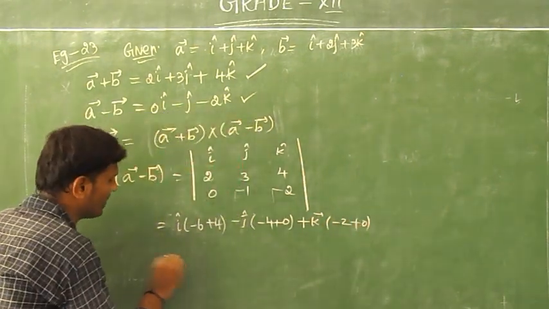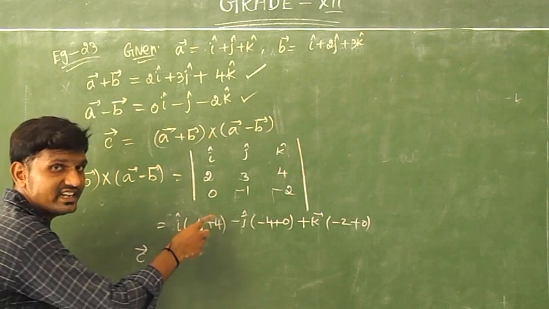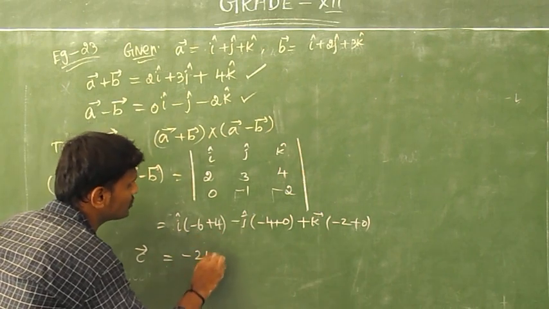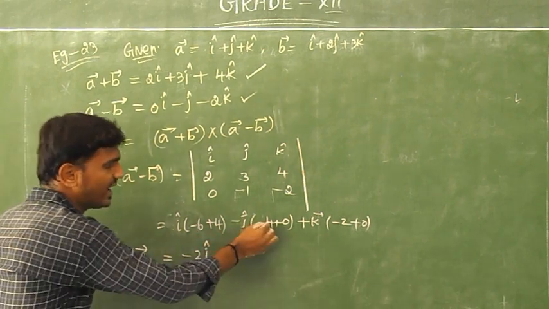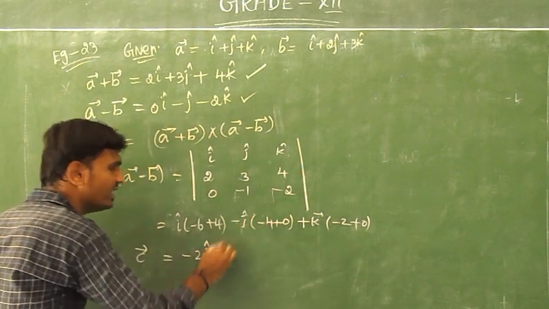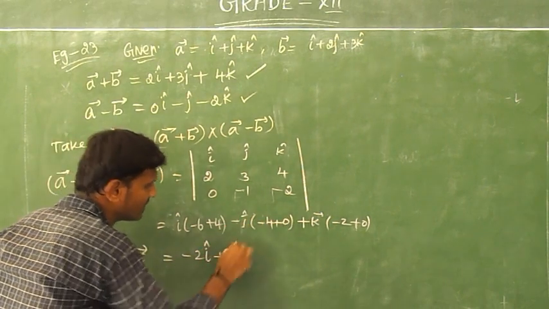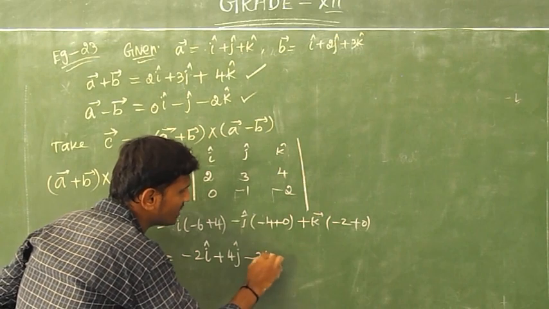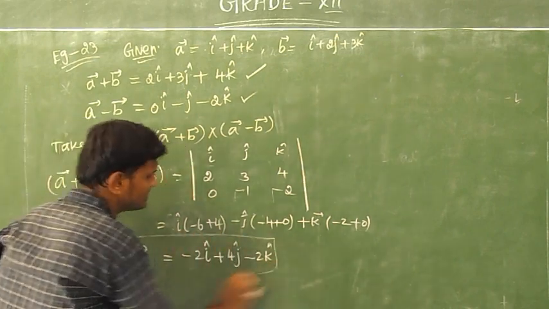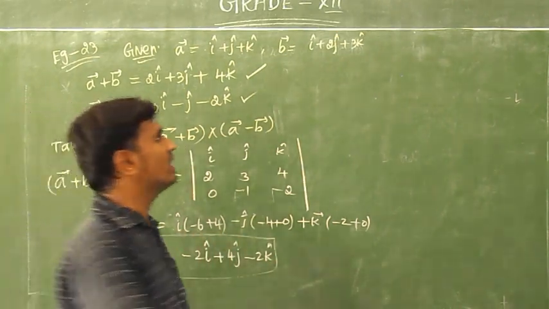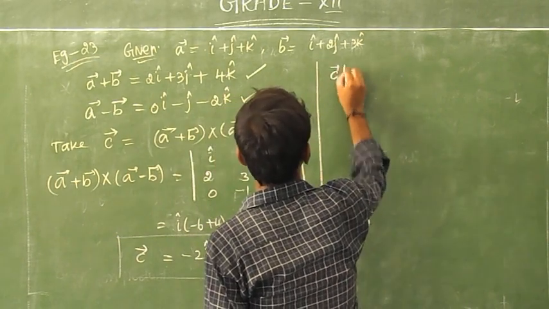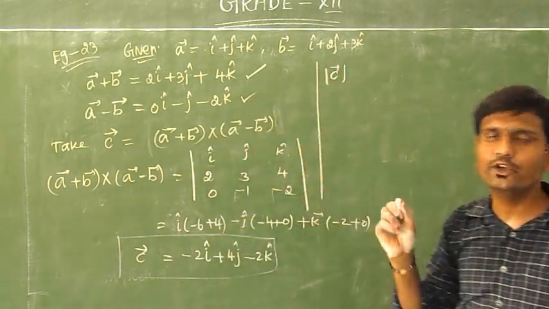Okay. Now simplify and write c vector. So minus 6 plus 4, what will come? Minus 2 i vector. Then minus 4 plus 0, minus 4, minus into minus, plus 4 j vector. Then finally minus 2 k vector. So this is your c vector. So for that c vector, I am going to find the modulus, that is the magnitude.